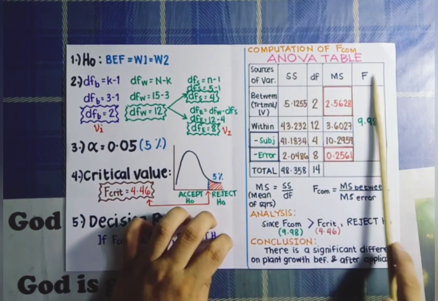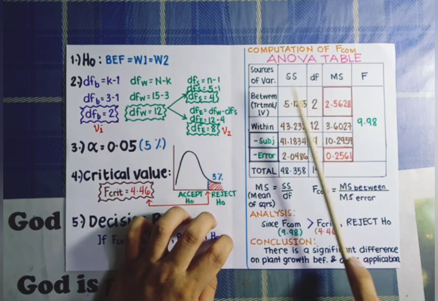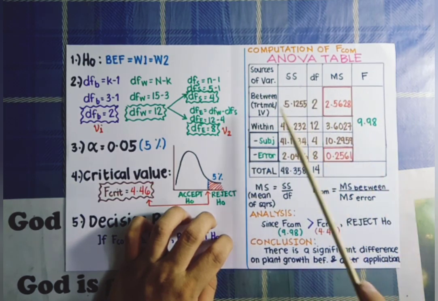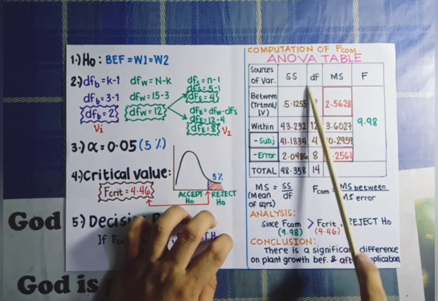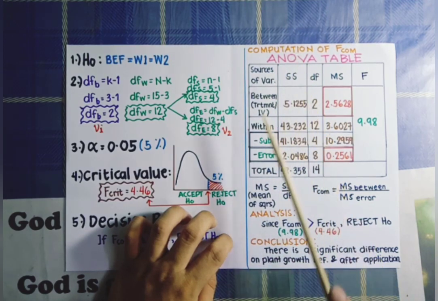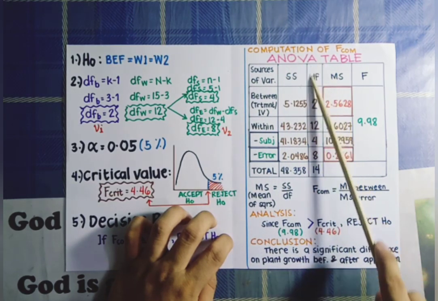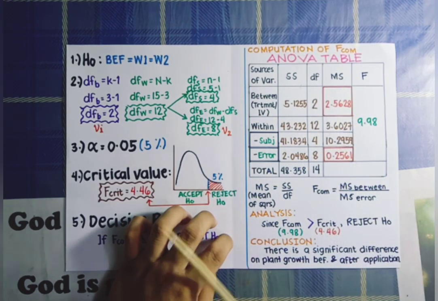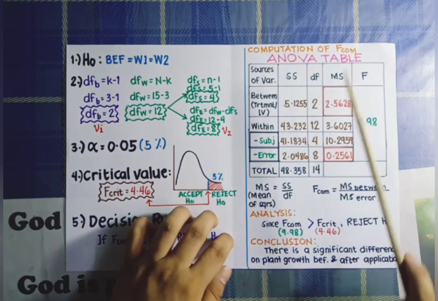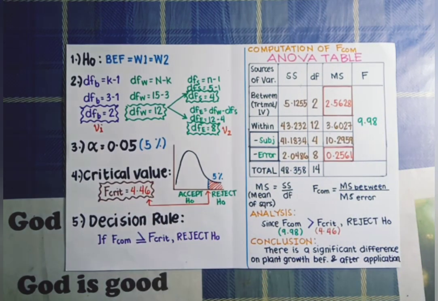Now, this is the ANOVA table, and it actually has 5 columns. The first column is the sources of variation. The second column is the sum of squares. The third column is the degrees of freedom. The fourth column is the mean of squares. And the fifth column is the f value or the ANOVA value.